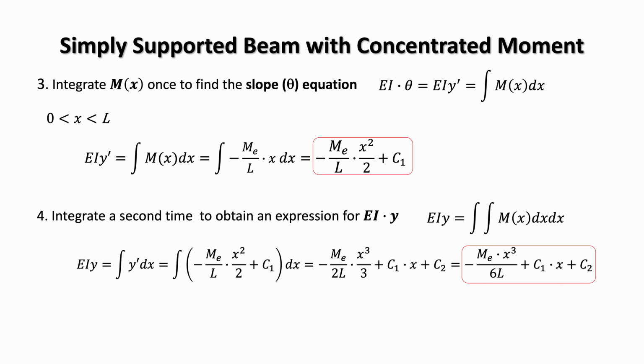So integrating that expression again gives us minus ME over 2L times x cubed over 3 plus c1 times x plus c2. And if we multiply the 2 and the 3 of the first term, we get minus ME times x cubed over 6L plus c1 times x plus c2. At this stage, we have the general expressions for both slope and deflection, each containing unknown constants. We'll determine those constants next using the boundary conditions at the supports.